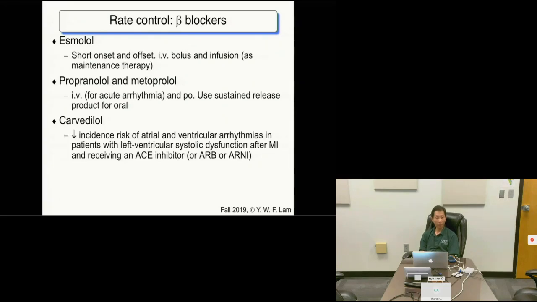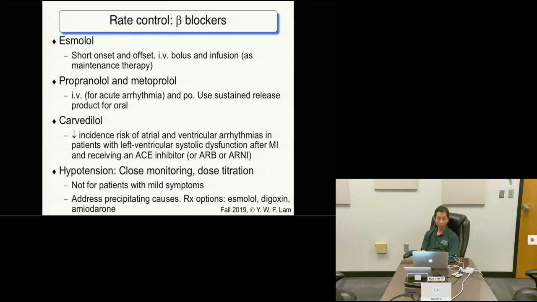One other agent that, especially for patients who have heart failure after myocardial infarction, would be carvedilol. And again, remembering from your pharmacological management of heart failure section that was given to you by another professor, we do have certain beta blockers that have been approved by the FDA for management of heart failure. So carvedilol would be one drug that would be good if the patient, in addition to having atrial fibrillation, also has heart failure, because calcium channel blockers would not be appropriate for that type of patient population.